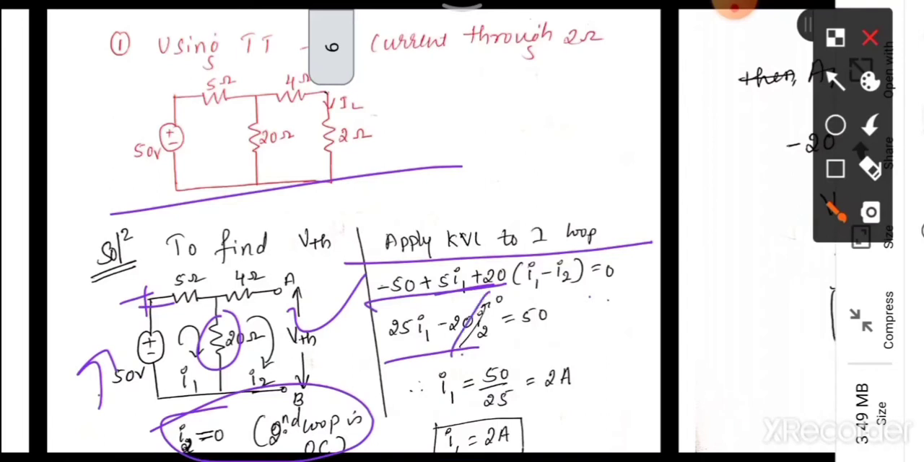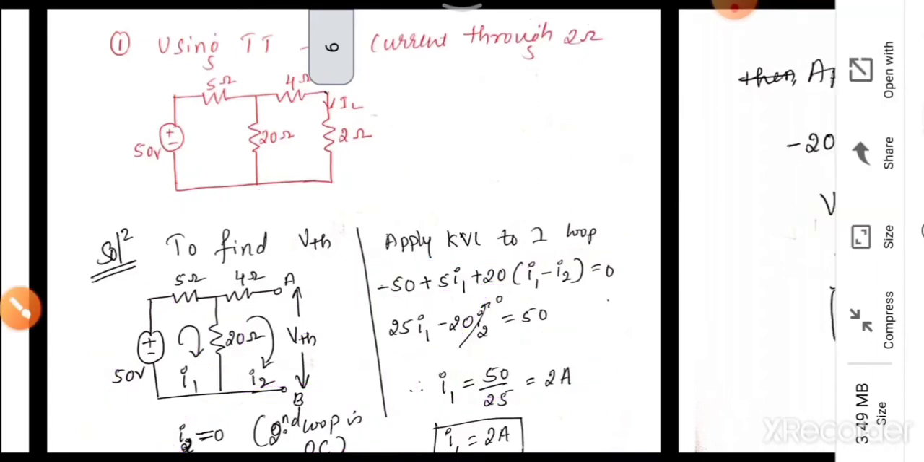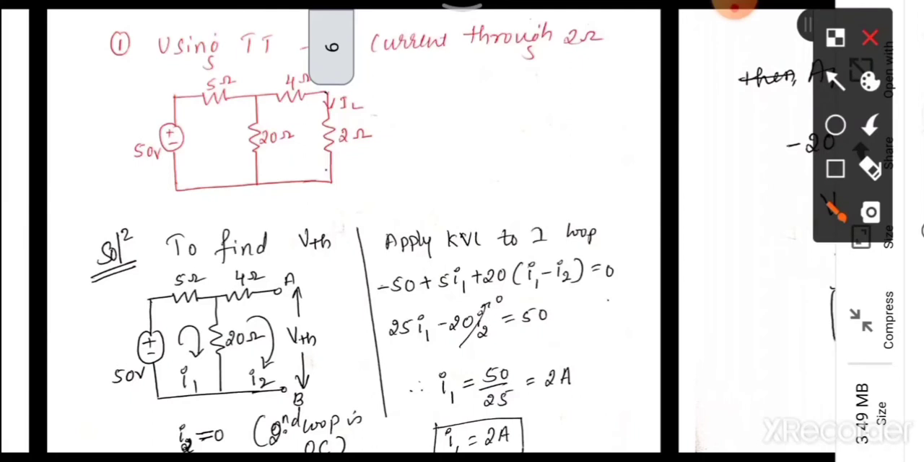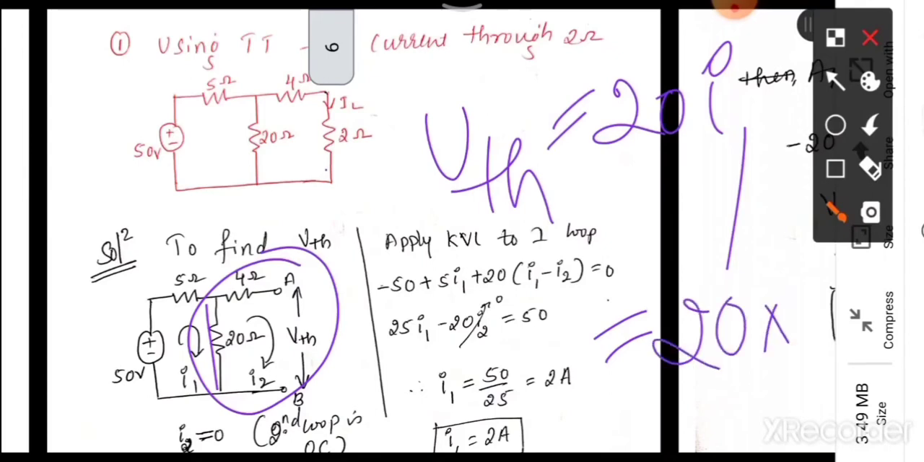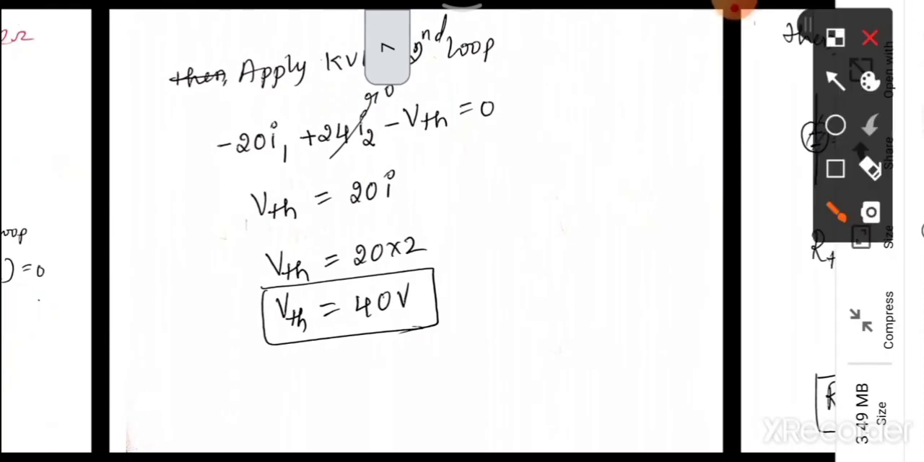Since I2 is equal to 0, 25 I1 equal to 50, so I1 will be equal to 2 ampere. Okay, once you have calculated I1, apply KVL for the second loop, that is this loop. We can directly write, as we have discussed in the proof, that VTH is the 20 ohm resistance and the current flowing through that is nothing but your I1 only. Since I1 is 2 ampere, 20 into 2 will be 40 volts, which will be your VTH.